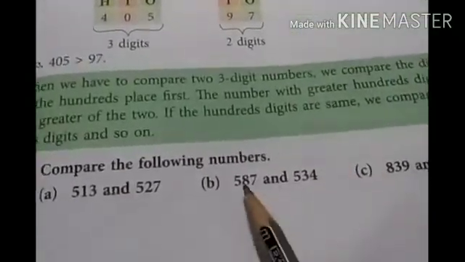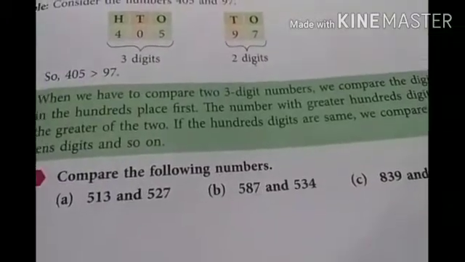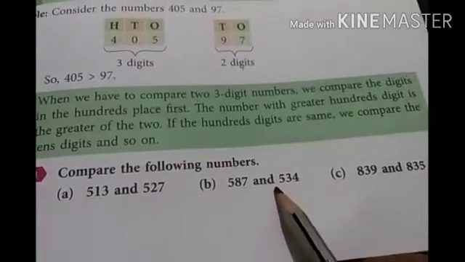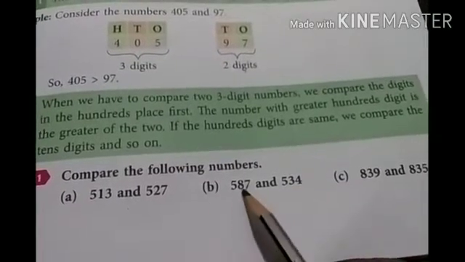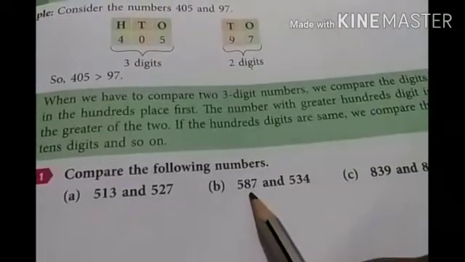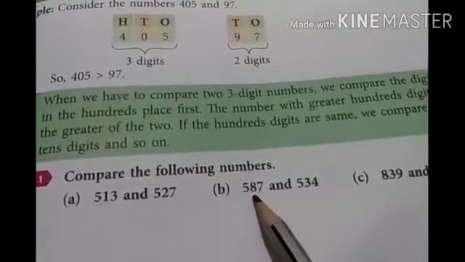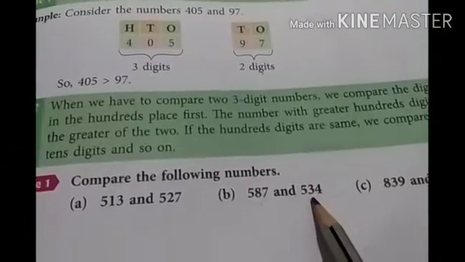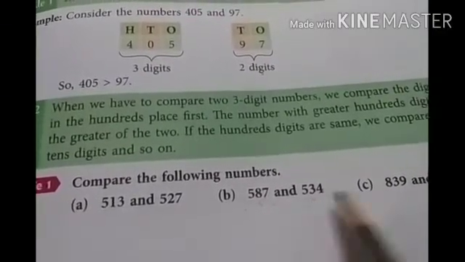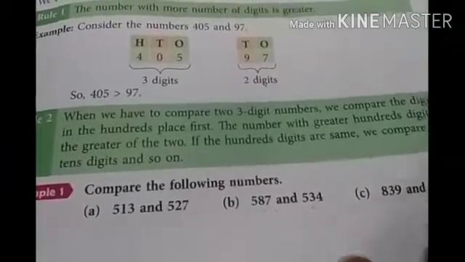Or see here, 587 and 534. Okay, in both the hundreds place are same. Always start from the last. This is the last one. 100 place is same. So come to the next place, that is tens. In tens, here it is 8 and here it is 3. So which is greater? 8 is greater. So 587 is greater than 534. Okay.